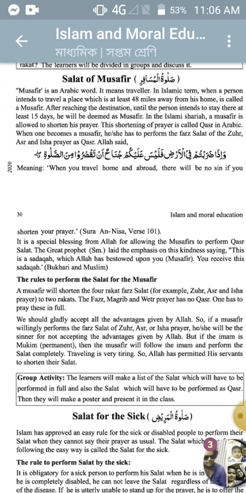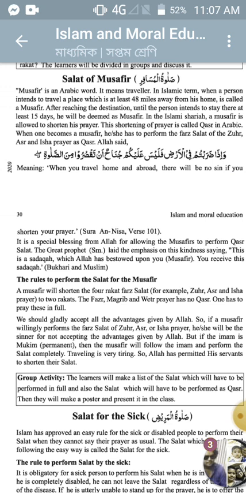Okay. Now discuss how to perform Salat al Qasr. So the rules to perform the Salat for the Musafir. Musafir will shorten the 4 rakat fard Salat, for example, Zuhr, Asr and Isha prayer, to 2 rakats. The Fajr, Maghrib and Witr prayer has no qasr. One has to pray this in full.